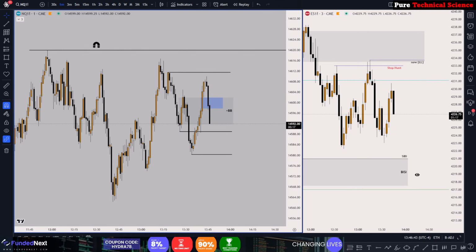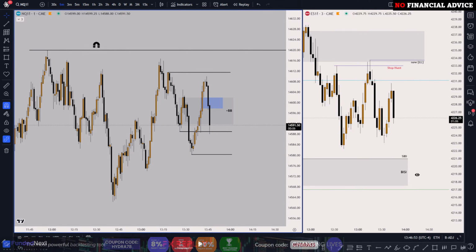Hi Hydra, when you have more than one fair value gap in the last leg that taps into the higher time frame PD array before a reversal, is a close below or above the first one enough to activate the inversion setup?